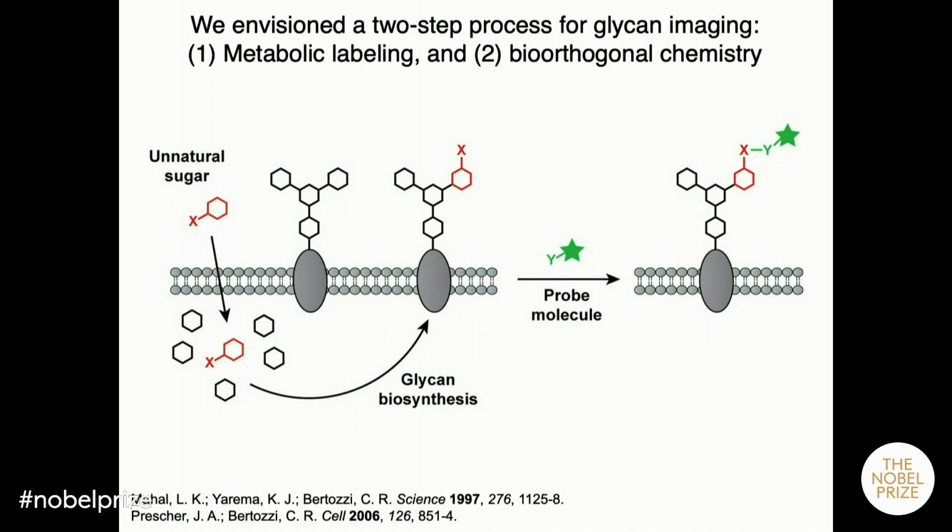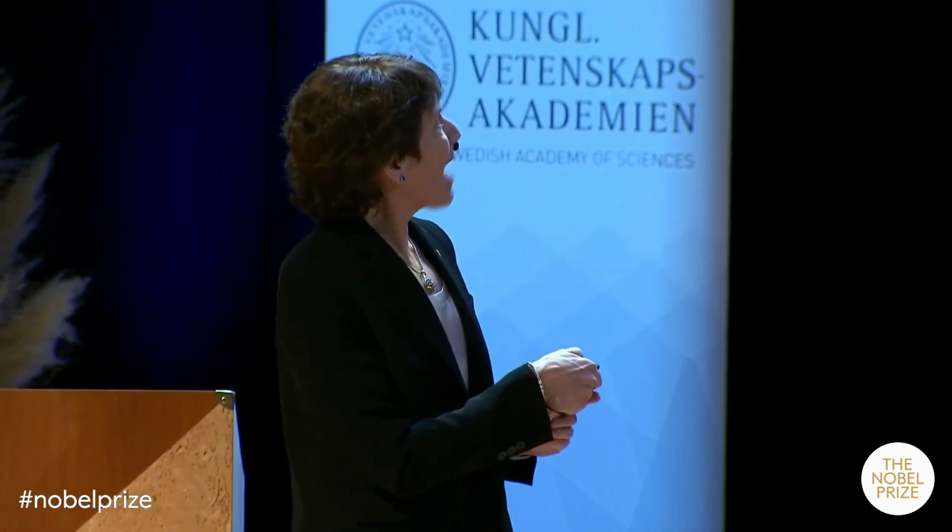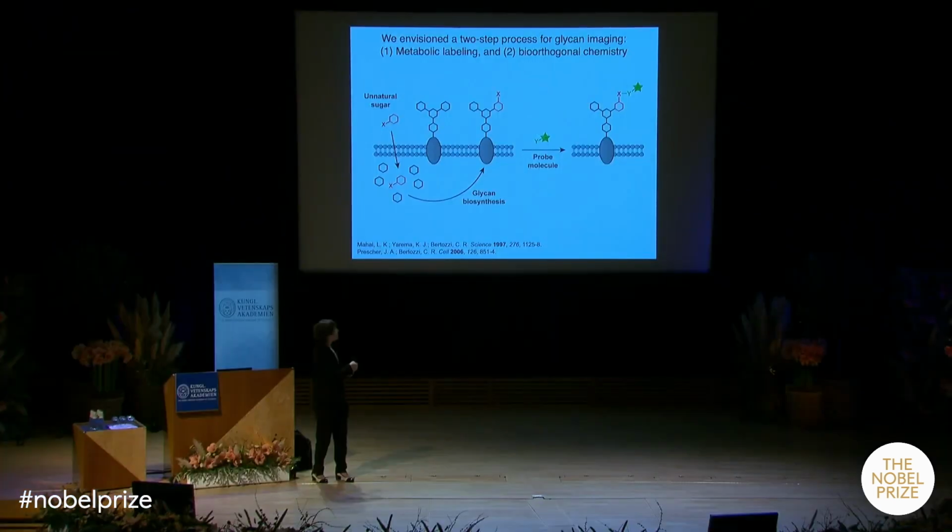But there was one problem with this cartoon, which is that we would need a chemical reaction between two functional groups that could proceed in a living system, in cells, in animals, the natural environment of these cell surface sugars, which means that the chemical reaction would have to be bioorthogonal. And this was the problem that was the genesis of bioorthogonal chemistry.